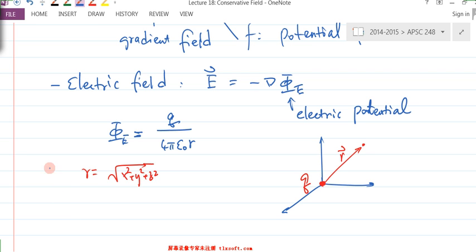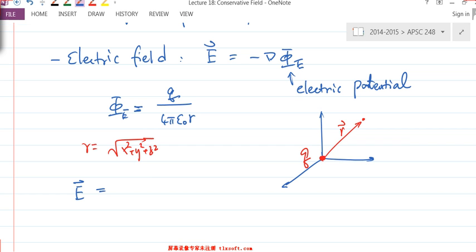And of course, you probably learned in your first year course that the electric field is this: Q over 4 pi epsilon naught, times 1 over r squared, times r hat. That's the electric field. And similarly, you can also try the same for the gravitational field.